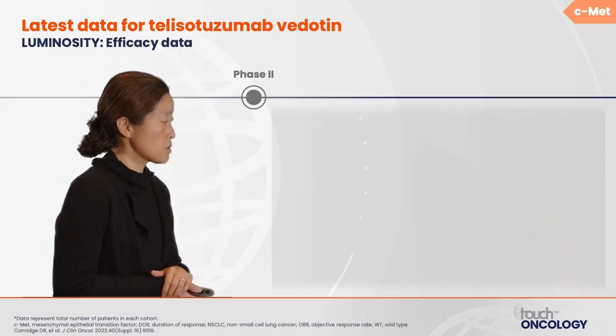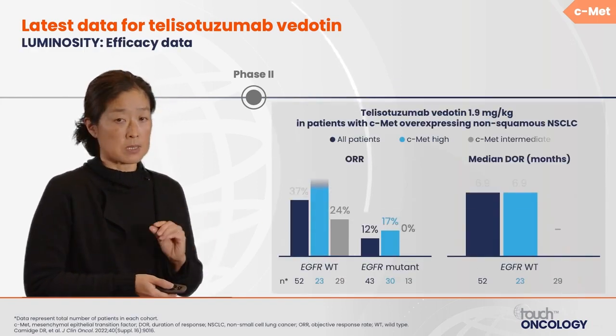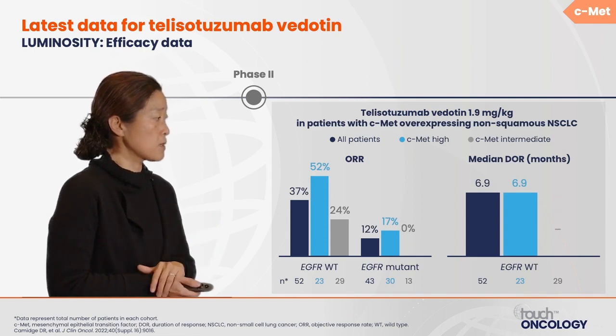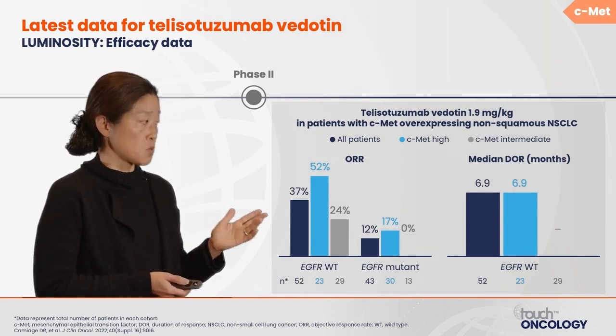And here we see the response rates. In the EGFR wild-type subset, among those with high MET overexpression, the response rate reported was 52%.